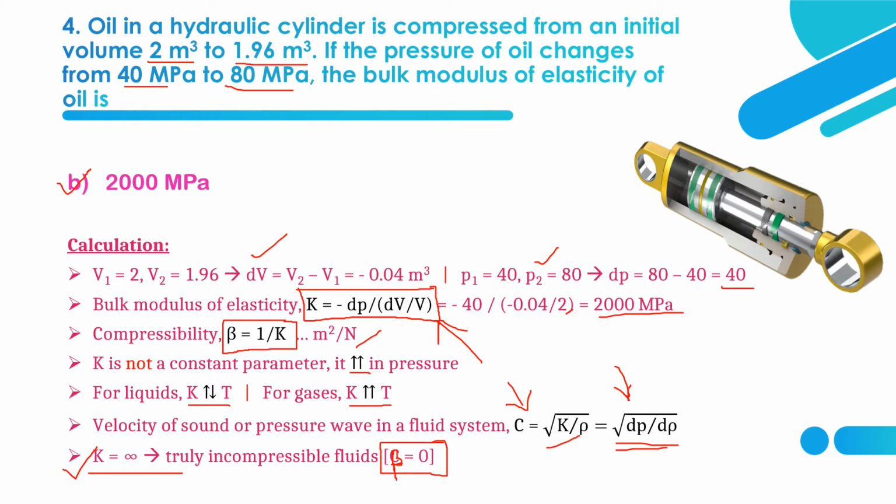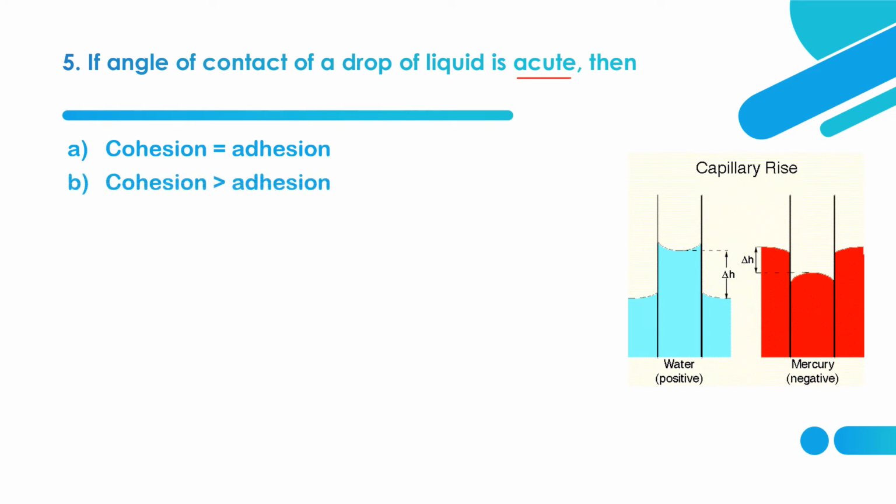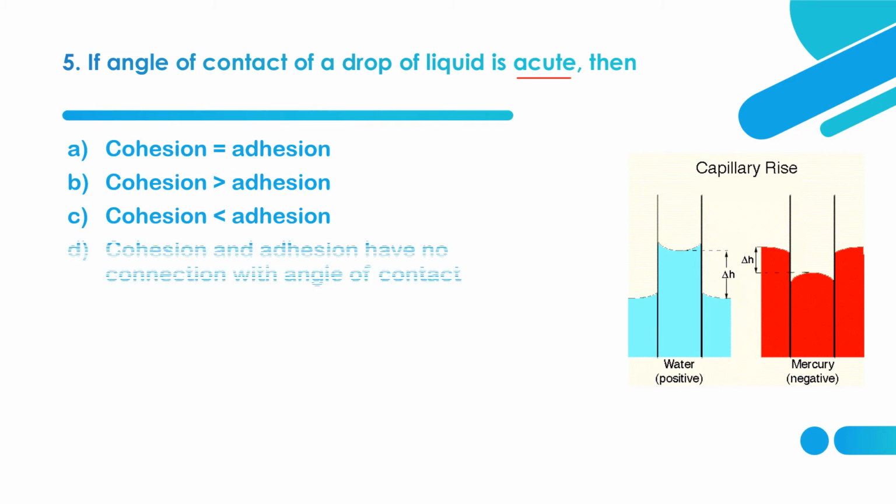Now let's see the fifth question. The fifth question is based on capillary rise. If the angle of contact of a drop of liquid is acute, then: cohesion is equal to adhesion; cohesion is greater than adhesion; cohesion is less than adhesion; or cohesion and adhesion have no connection with the angle of contact.